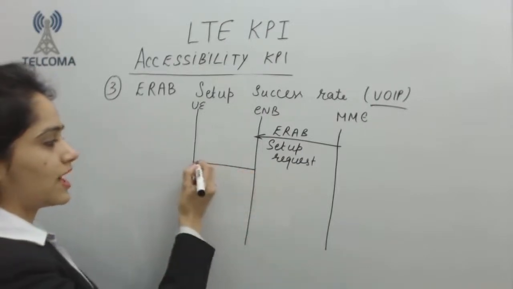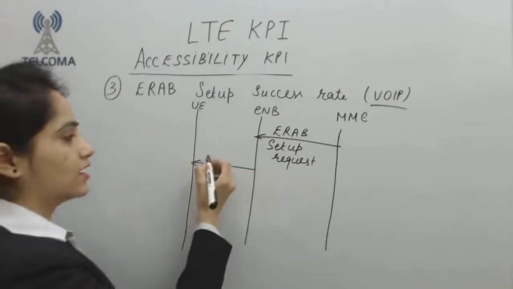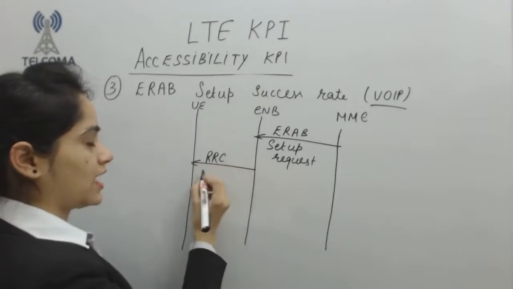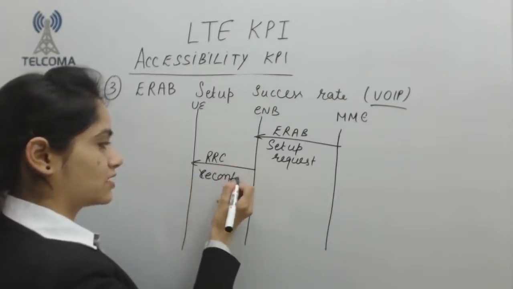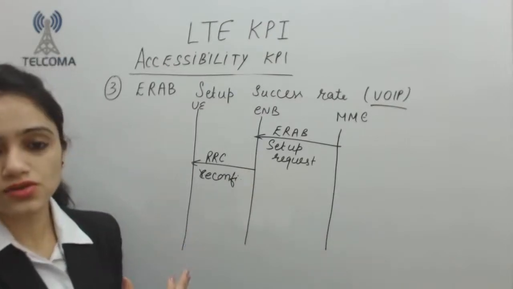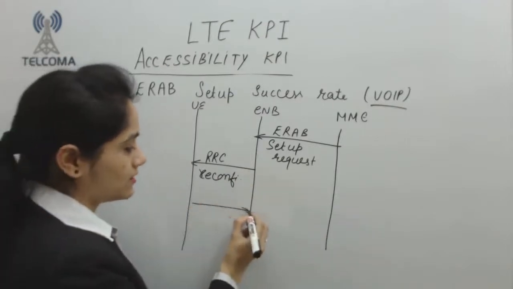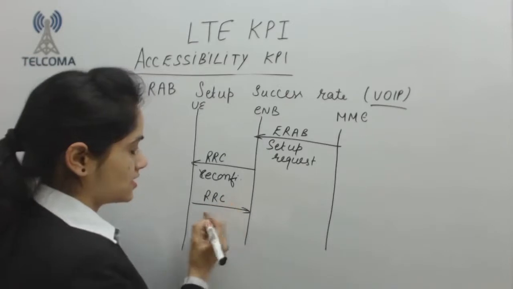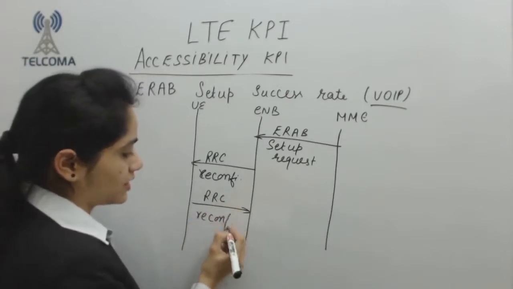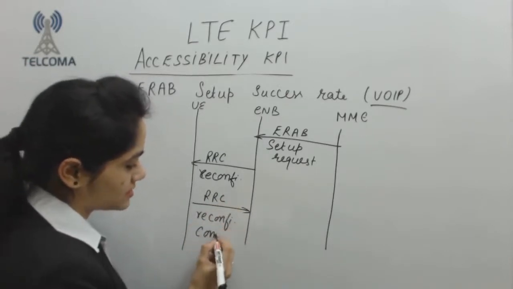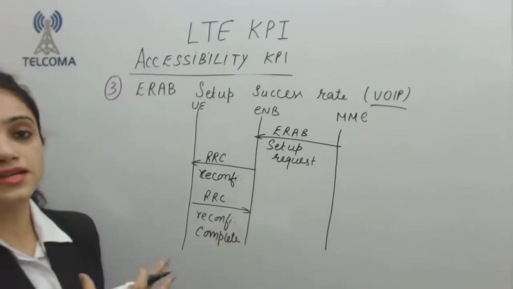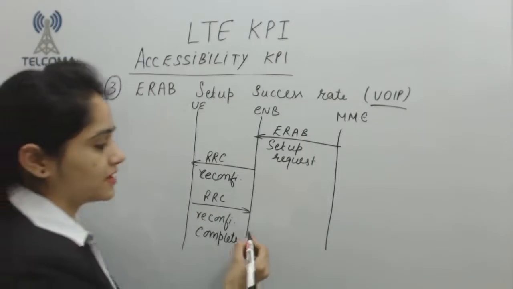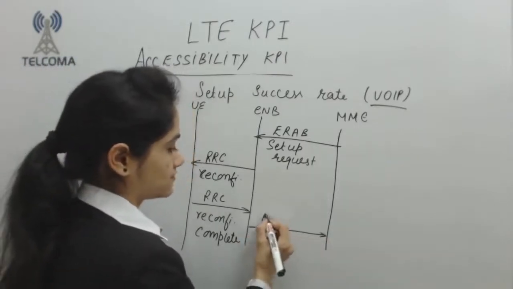Now the eNode B has to reconfigure RRC here. So here we have RRC reconfiguration. That means to check the resources again. Now when RRC reconfiguration is completed, that means RRC reconfiguration complete, then we have the ERAB setup response.